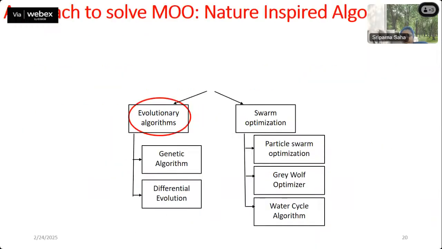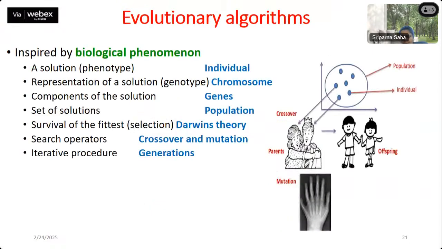You know that there are various meta-heuristic algorithms existing in the literature. We have genetic algorithm, differential evolution, particle swarm optimization, grey wolf optimization, and water cycle algorithms. Our approach is very, very generic. Any algorithm can be used as an optimization technique, but in our approach, we have used differential evolution as the underlying optimization technique. So this is the basics of evolutionary algorithms.